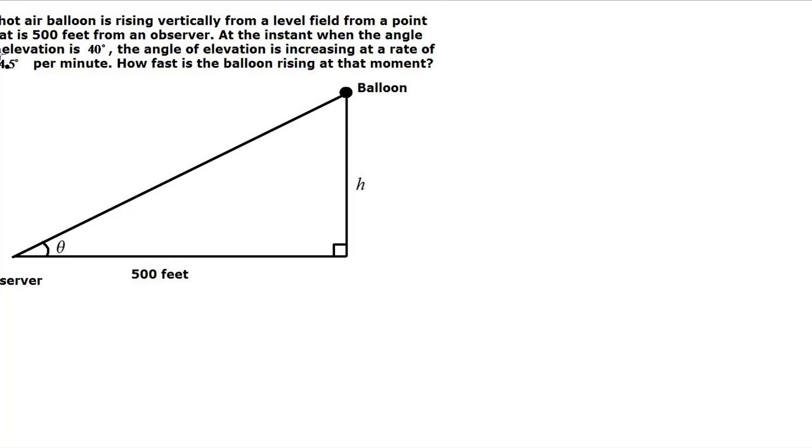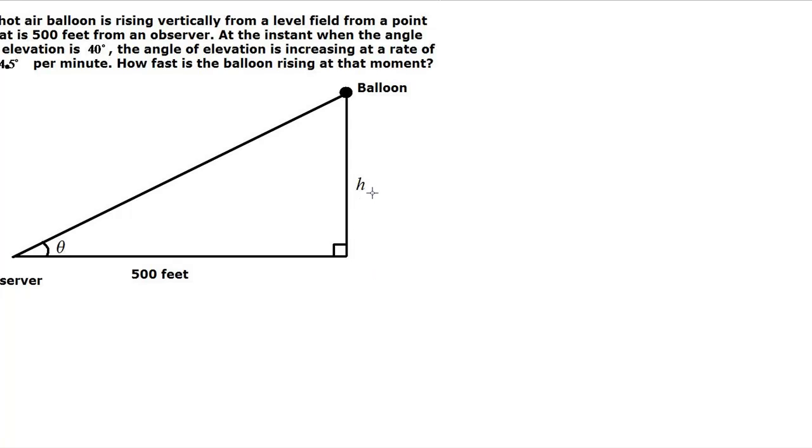So here is a textbook kind of example: we have a balloon that's vertically rising from a point that's 500 feet from an observer, and we know that at a particular instant when the angle of elevation is 40 degrees, the rate of change of this angle of elevation is 4.5 degrees per minute, and we want to know at what rate is the height h changing at that particular instant. So we know the rate of change of theta, and we have to determine the rate of change of h.